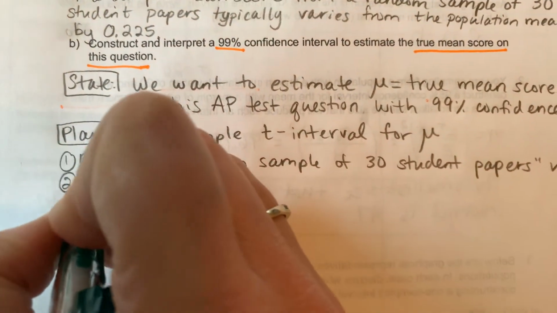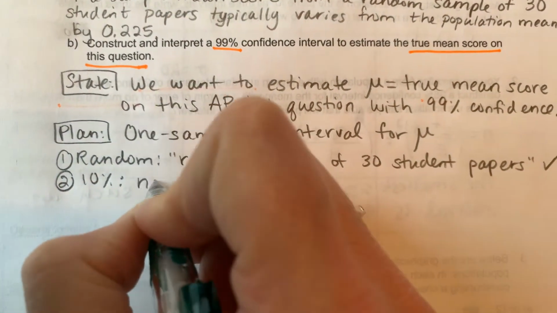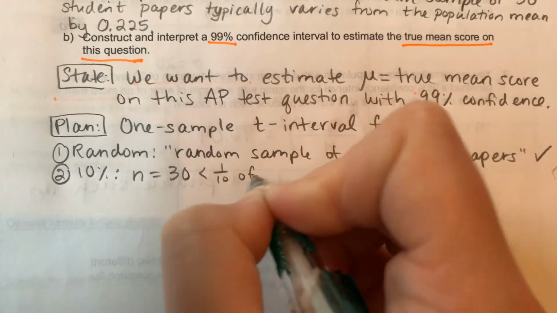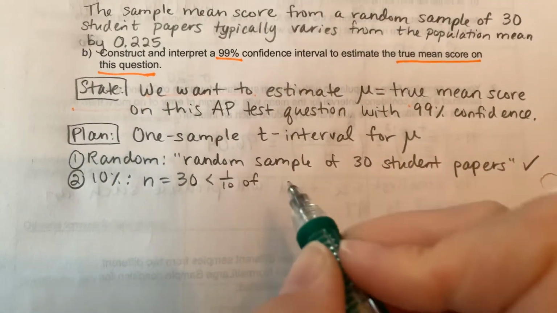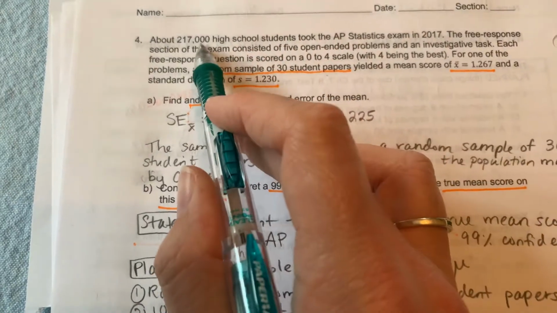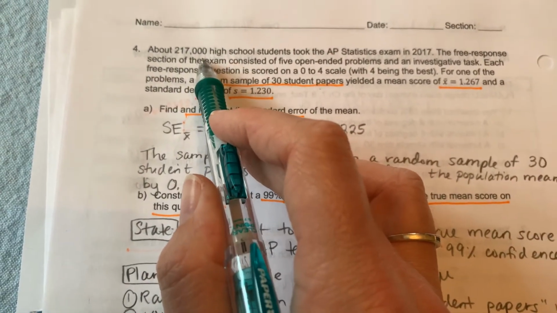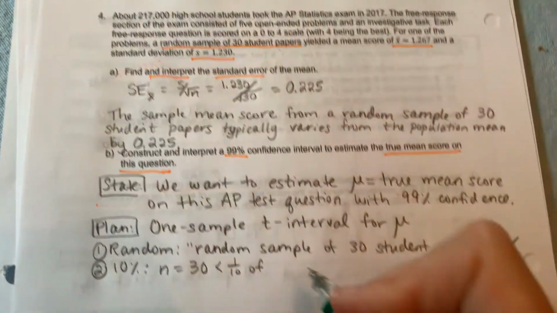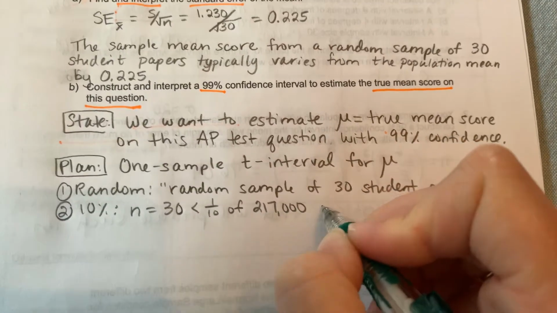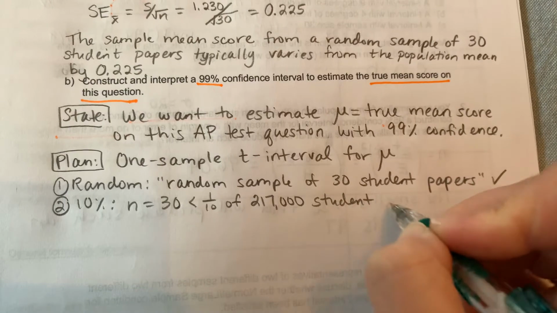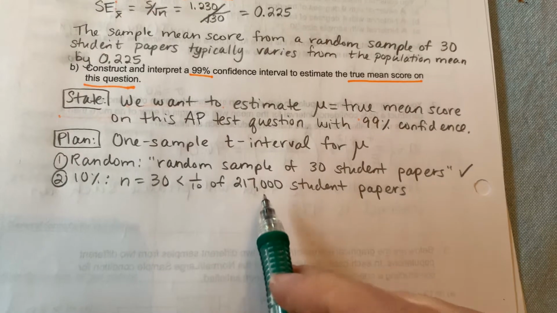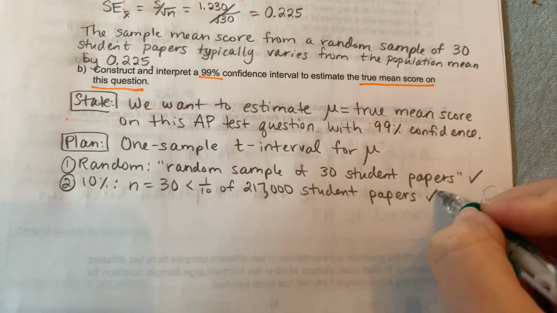The second condition is the 10% condition. So our sample size is 30. Is that less than 1/10 of the population size? So let's see, what is the population size here? We took a random sample of 30 student papers, and there were 217,000 total students who took this. So 217,000 total student papers. So 30 is definitely less than 1/10 of that, 217,000 student papers. That's my population. We're not often given the exact size of the population, but we were here, so we include it. That condition is met.